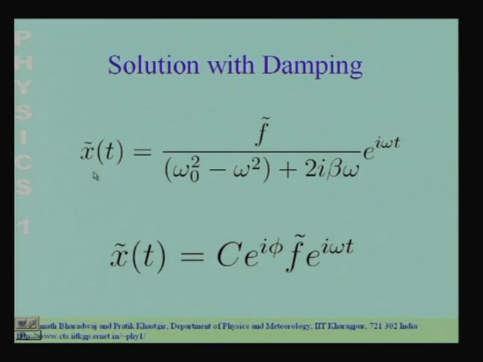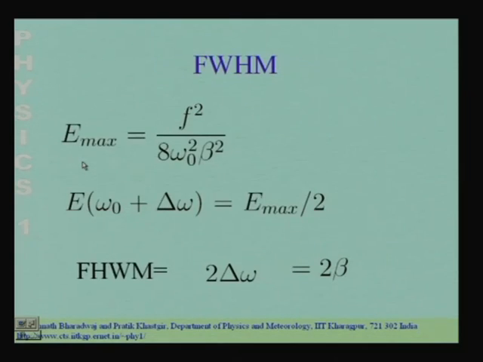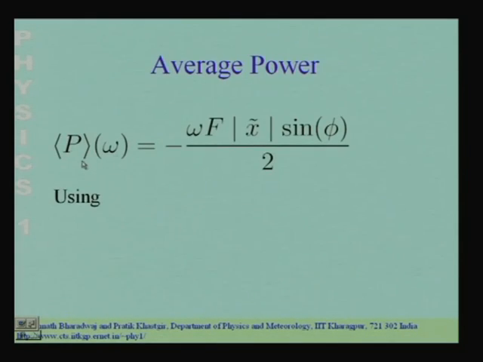Sin phi is the relative phase between this and this. So, if you wish to calculate x tilde sin phi, it is basically the imaginary part of this x tilde, because x tilde you can write as the mod of x into cos phi plus i sin phi. So, the imaginary part of this gives us this quantity over here which we wish to calculate.